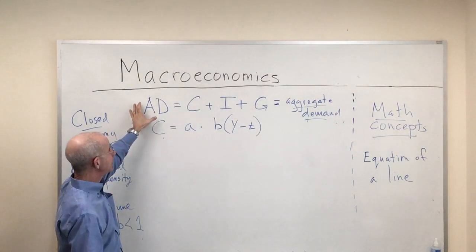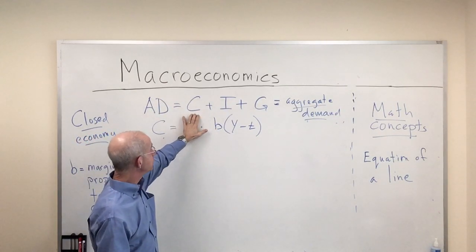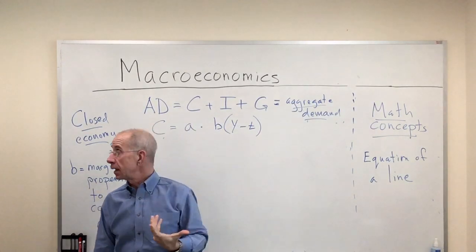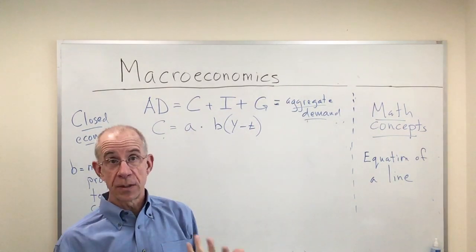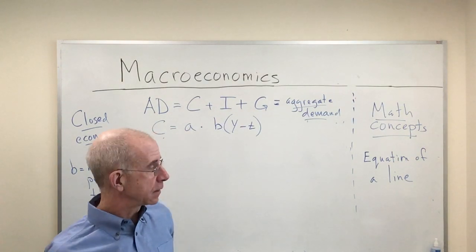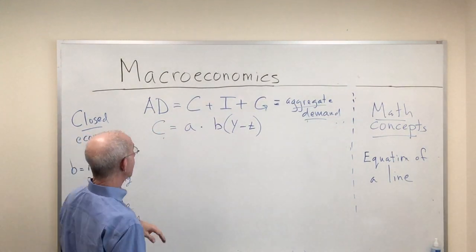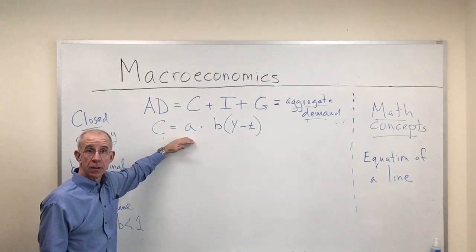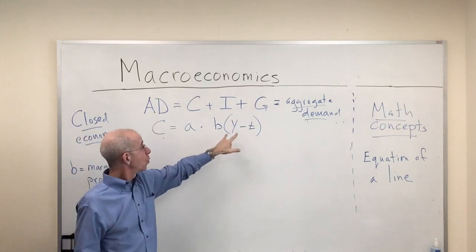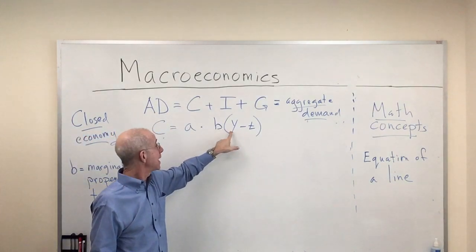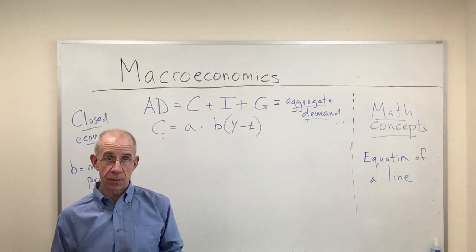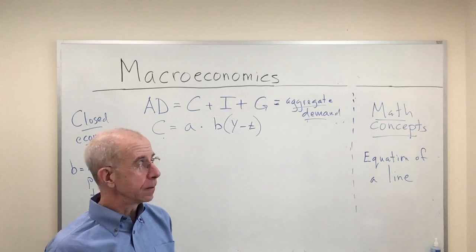So again, we get aggregate demand is equal to consumption plus investment plus government spending. This is in a closed economy, so we don't have exports and imports to fool around with at this stage. And we have a consumption function which relates the level of consumption with disposable income adjusted for the tax burden, the spendable income, if you will.